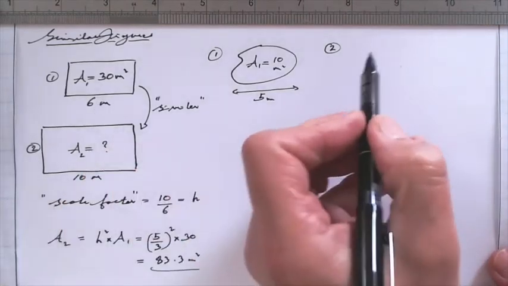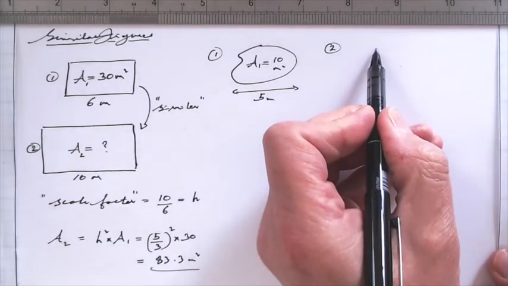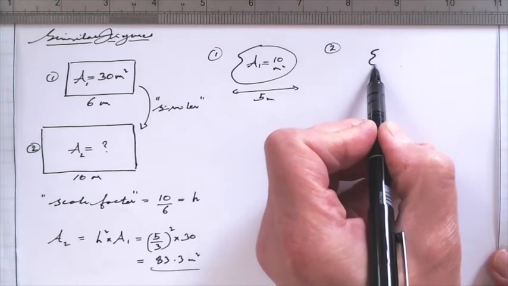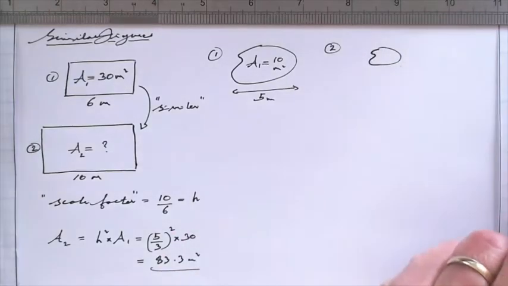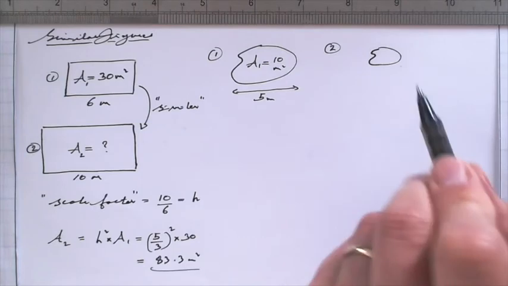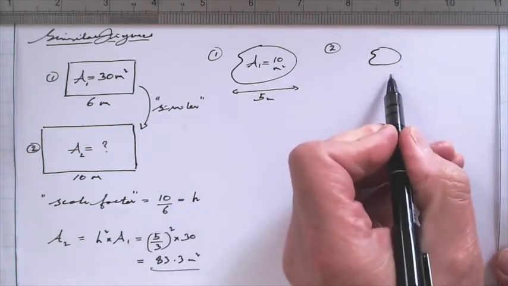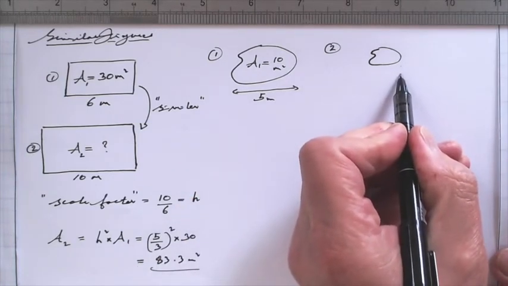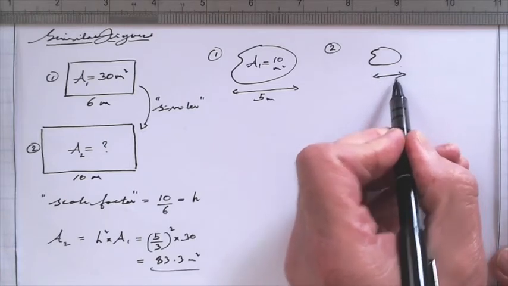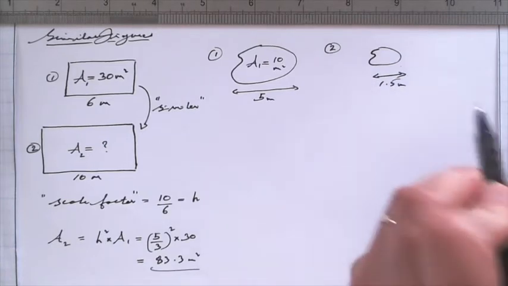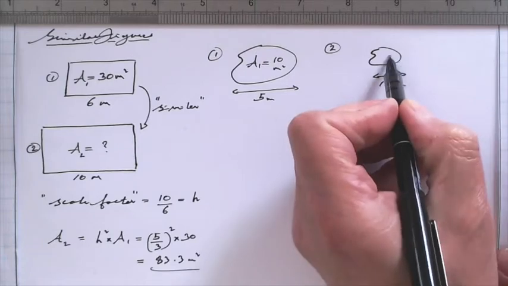And then we have the same shape but smaller. Okay, not quite sure why someone would want a pond this tiny, but let's just say now that this has been shrunk all the way down to 1.5 meters, okay? And the question is, what's the area?